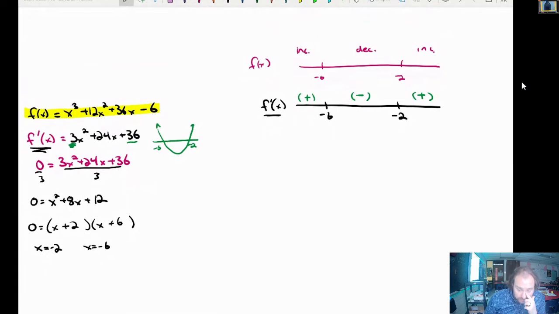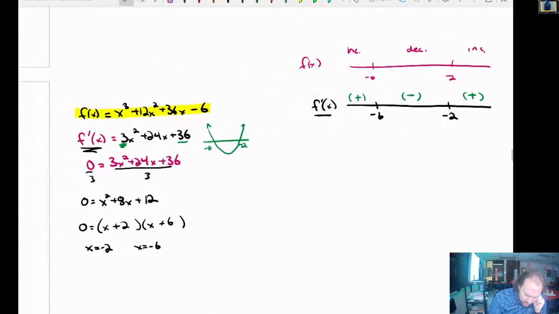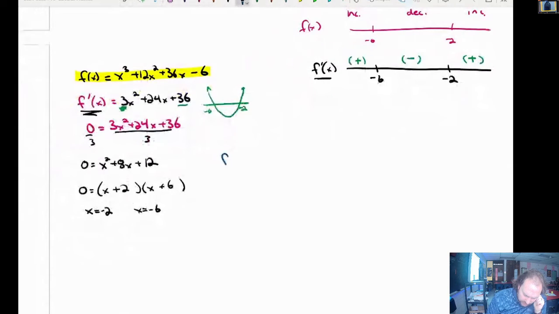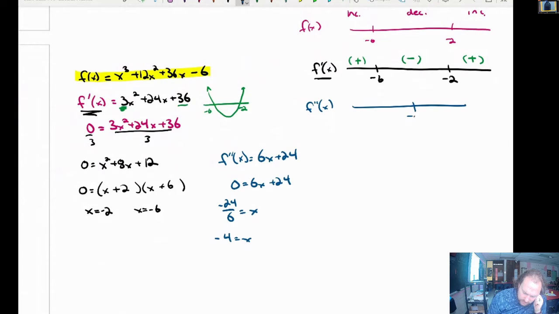Cool. Now let's go to f double prime of x. That's going to tell us the concavity. It's going to be a little easier here too, because f double prime is just a linear function. It's going to be 6x plus 24. That's going to equal 0 when x is equal to -24 over 6, which is -4. So right in the middle, and that's pretty typical of these kinds of problems. Right in the middle is where the concavity changes. It's really easy to test also.